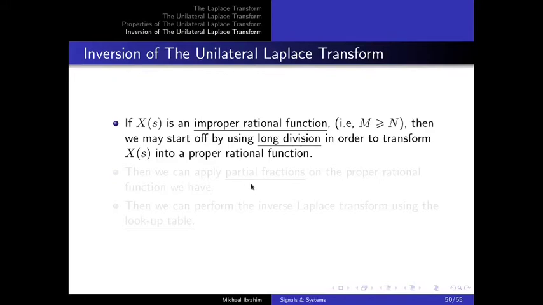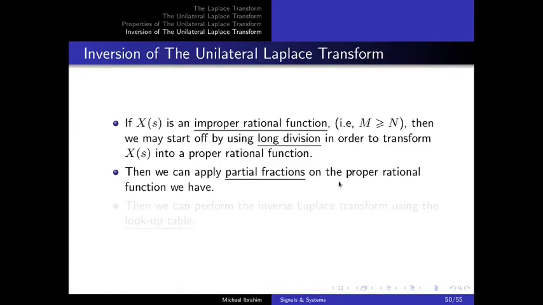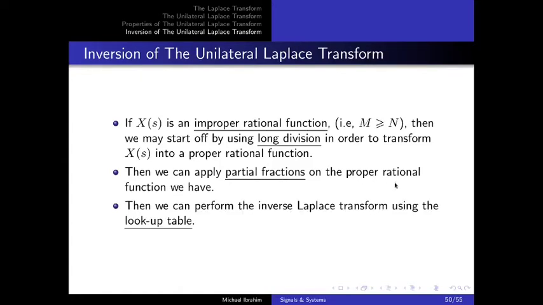So, if x of s is an improper rational function, what does it mean to have an improper rational function? It simply means that the order of the numerator polynomial is larger than or equal to the order of the denominator polynomial. In this case, it's called improper rational function. And before we can do partial fraction, first we need to do long division in order to transform it into a proper rational function, and then we can do partial fraction. Then we can apply partial fraction on the proper rational function we have, and then we can do the inverse Laplace transform using the lookup table we have seen before.